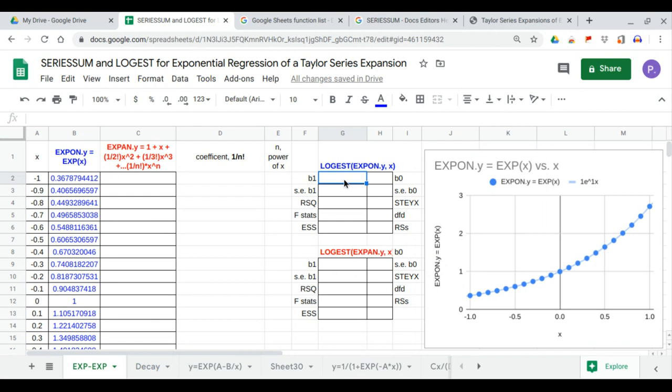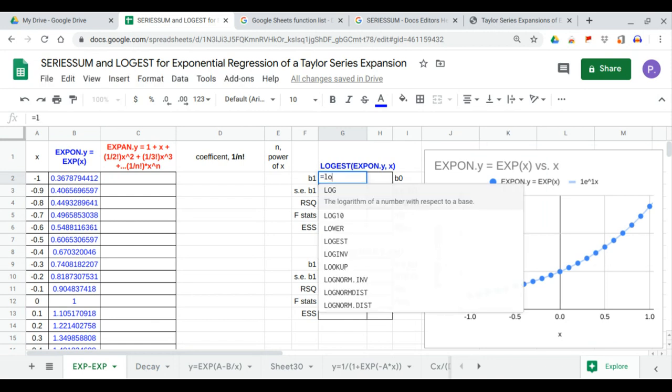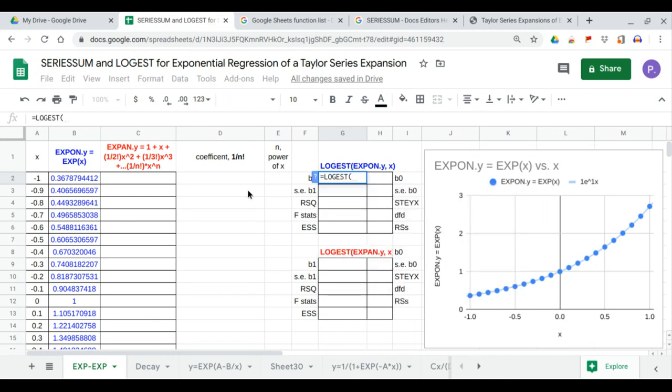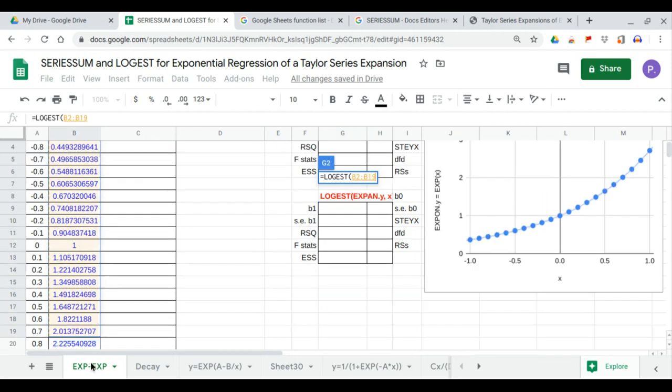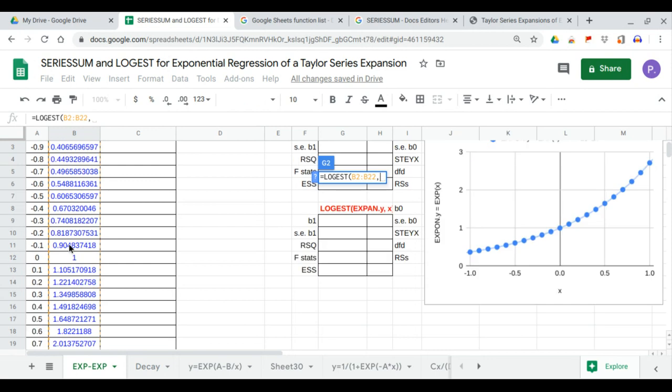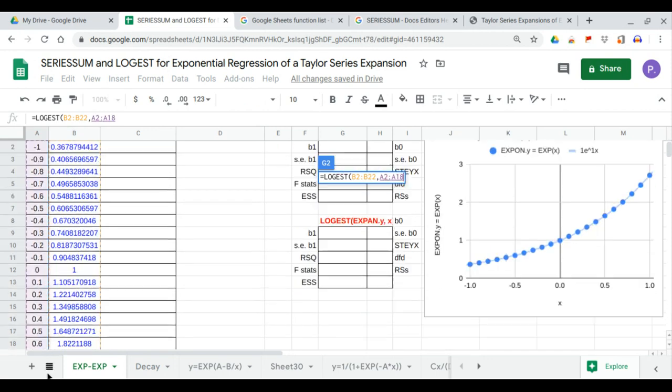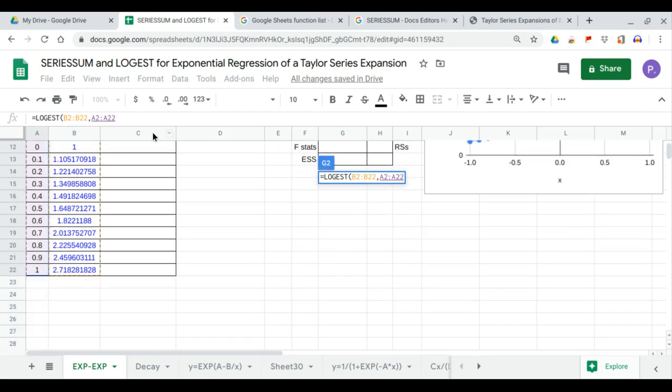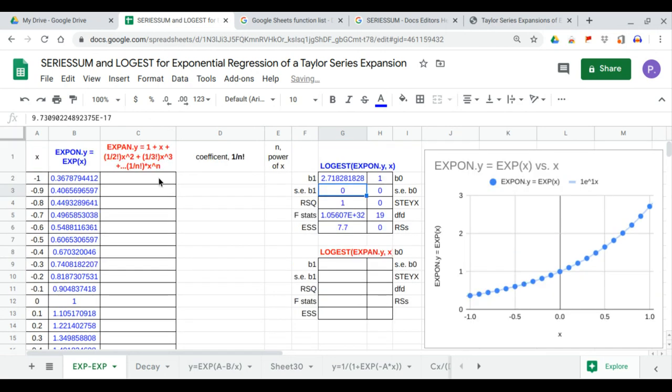We will use LOGEST to get the statistics. So LOGEST of data y and data x, and we show the full statistics. So we have just completed the regression of the exponential function. Now we go to the expansion.